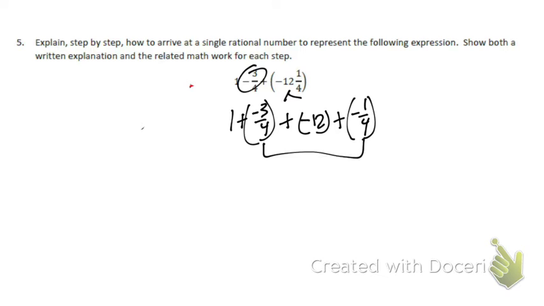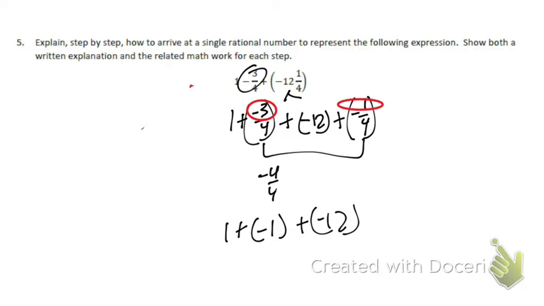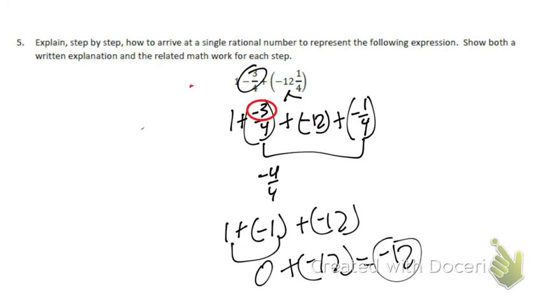Here, go ahead and add those two. Negative 3/4 plus negative 1/4 makes negative 4/4, which is just negative 1. Remember, when you're adding two negatives, we're just doing negative 3 and negative 1 makes negative 4. Negative 4/4, which is negative 1. Right here, 1 and negative 1 cancels out. You get 0 plus negative 12. Right there, you got negative 12 as your answer.